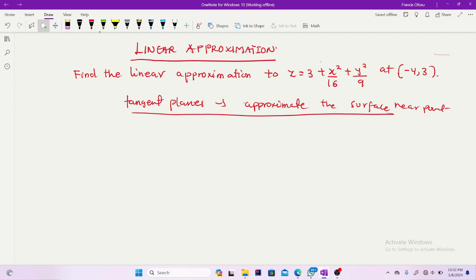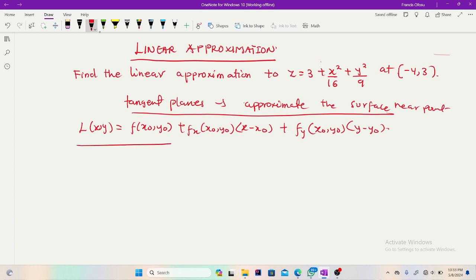So linear approximation takes the form of a tangent plane. But in this case, we are not finding the equation of a tangent, but rather an approximation. So generally, linear approximation is giving us, at a particular point, f of x naught y naught, that's the functional value of the point, plus the partial derivative with respect to x at the same point multiplied by x minus x naught, then plus the partial derivative with respect to y of the point x naught y naught multiplied by y minus y naught. So generally this is the formula for finding the linear approximation to every function at a particular point. So you are trying to approximate the surface near that point.